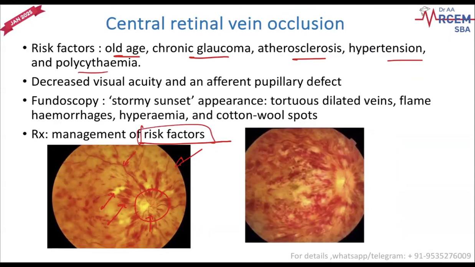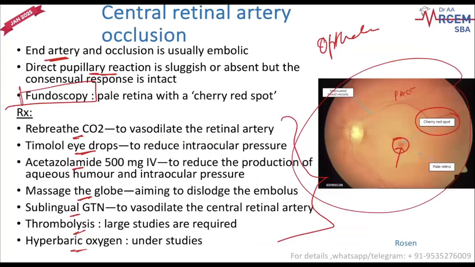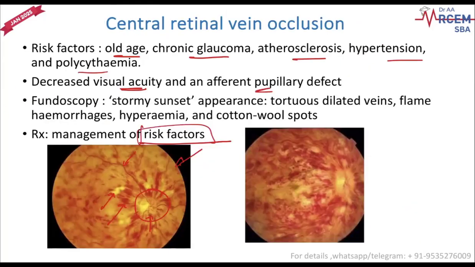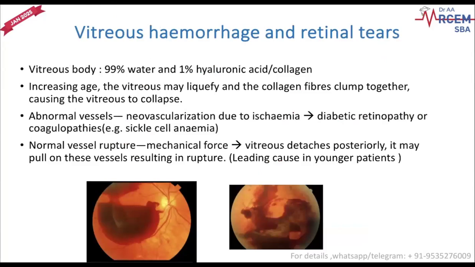Similar to that of the central retinal artery occlusion, here also there will be decreased visual acuity and an afferent pupillary defect. In both conditions, this is seen. This will not help you to differentiate between a central vein or an artery occlusion. The fundal examination helps you to differentiate it. Here, a classical pale retina with a cherry red spot is seen. Here, the classical stormy sunset appearance is seen.